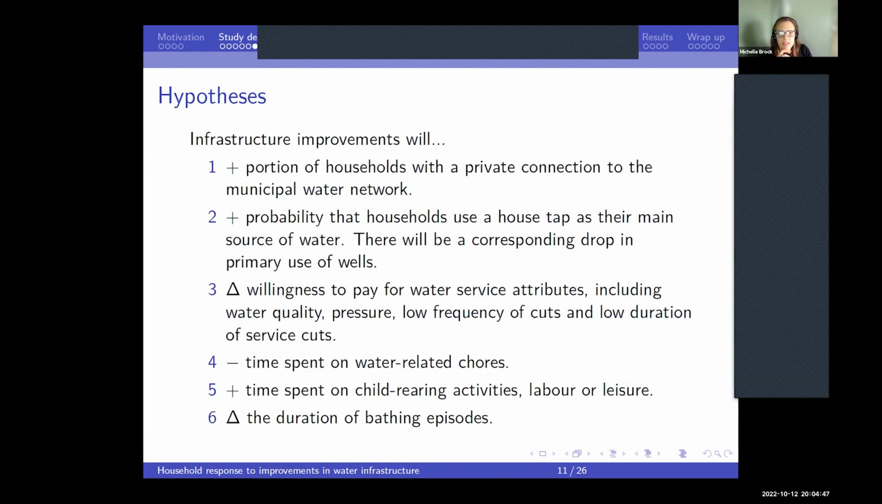The hypotheses that we test are actually sixfold. We hypothesize that the infrastructure improvements will increase the portion of households with a private connection. We hypothesize that it will increase the probability that they use a house tap as the primary source of water instead of a yard tap, for example. It is half as expensive to install a yard tap compared to a house tap.